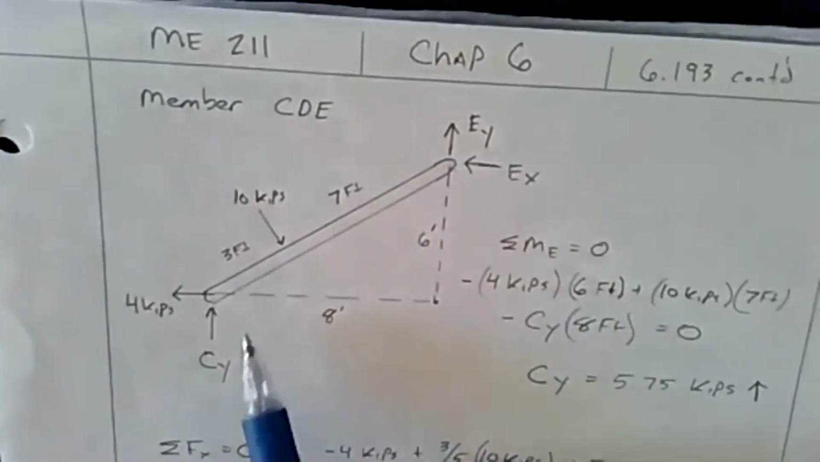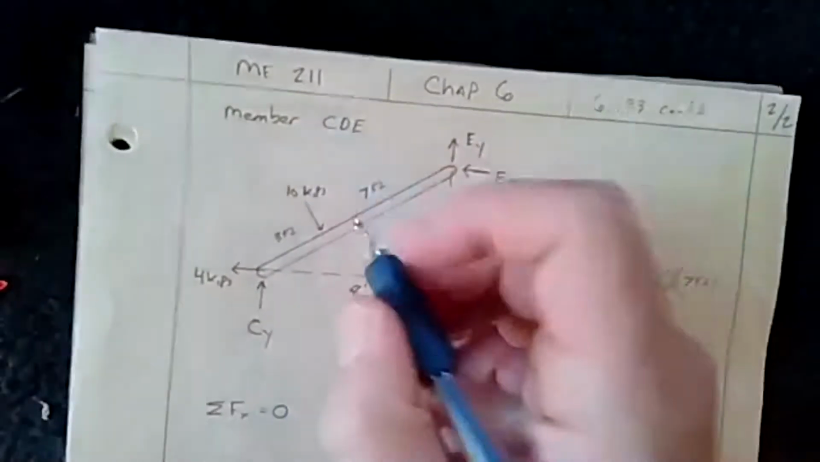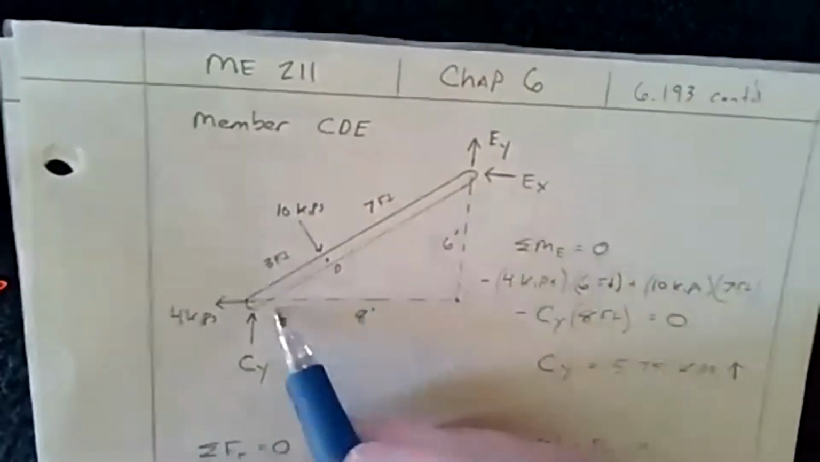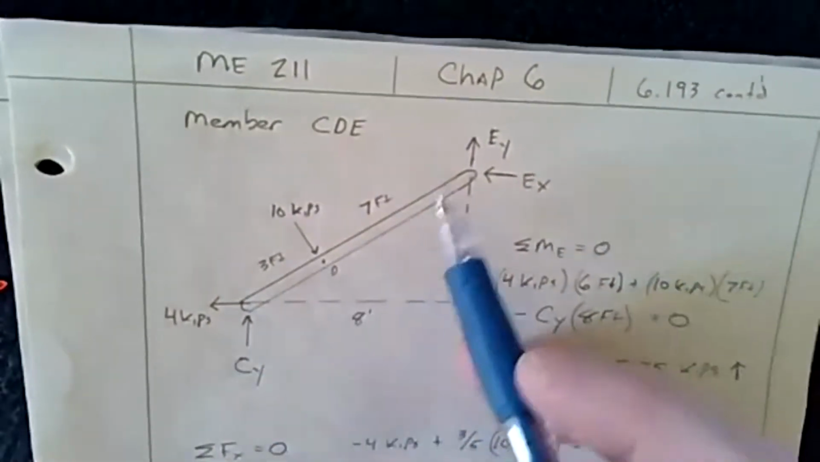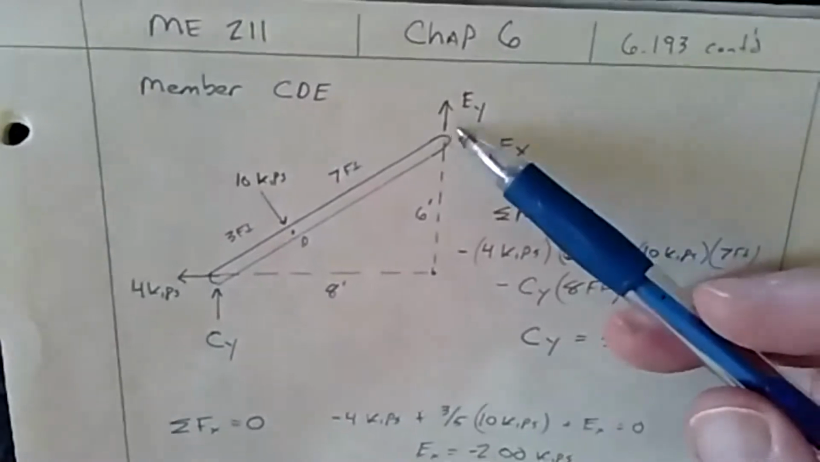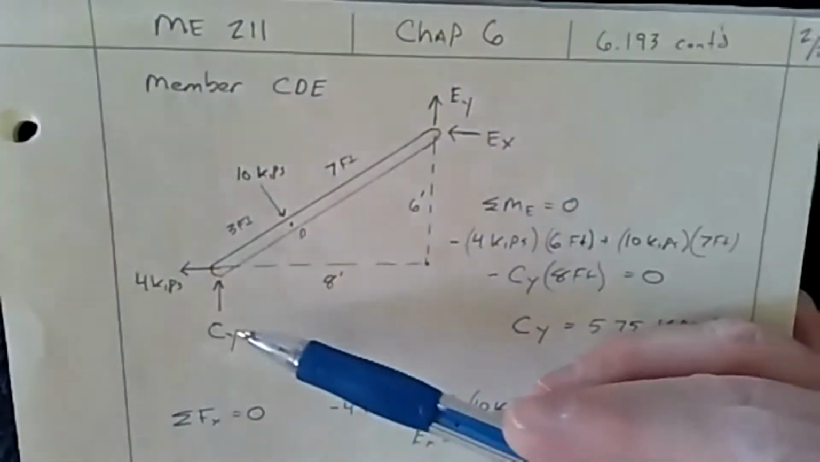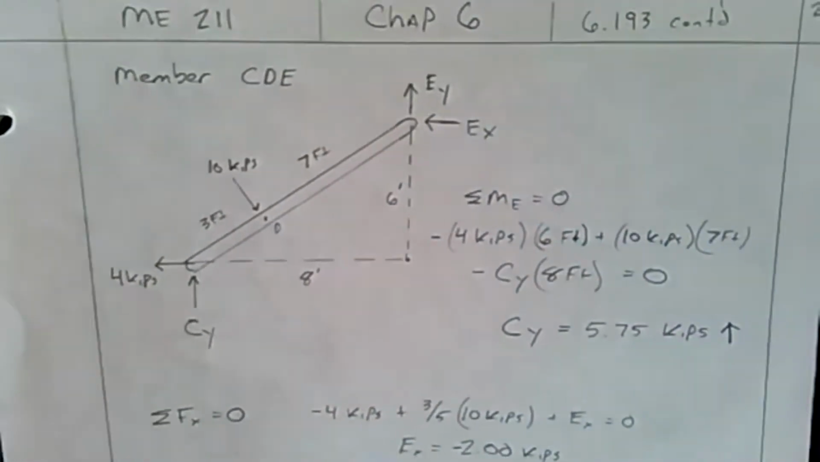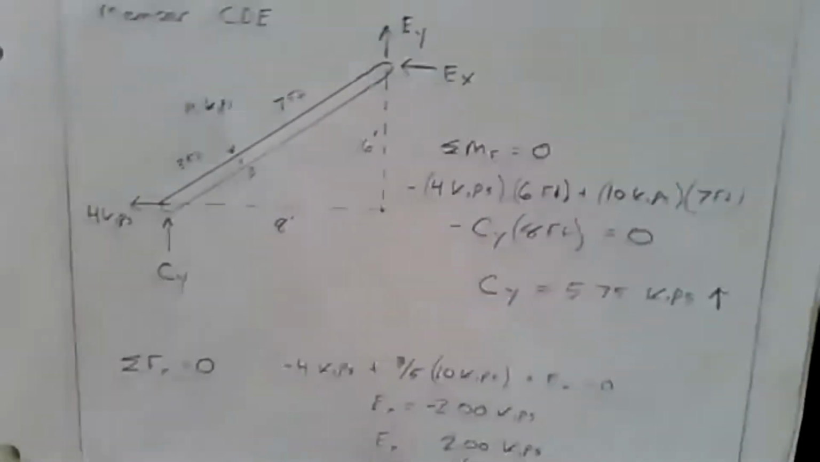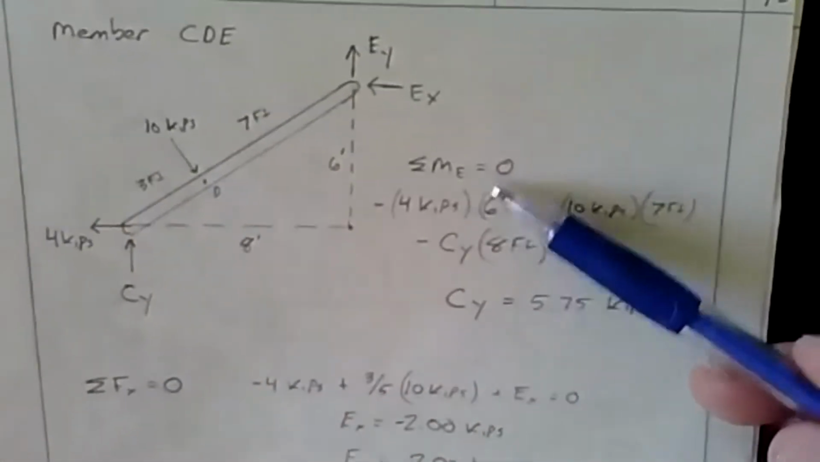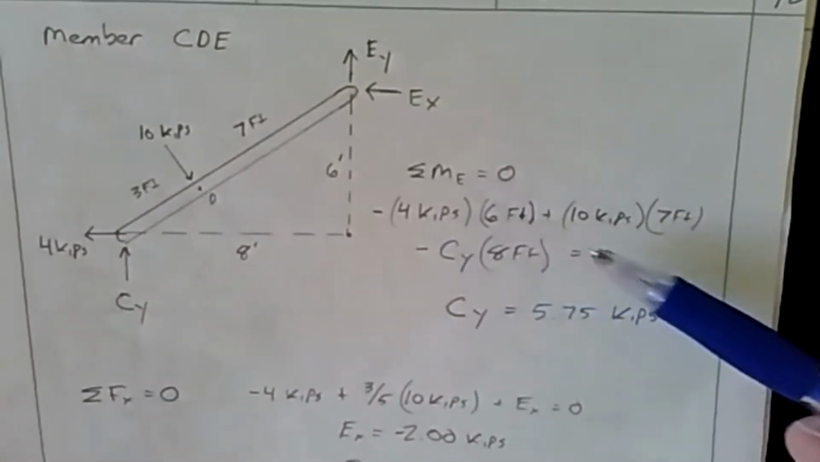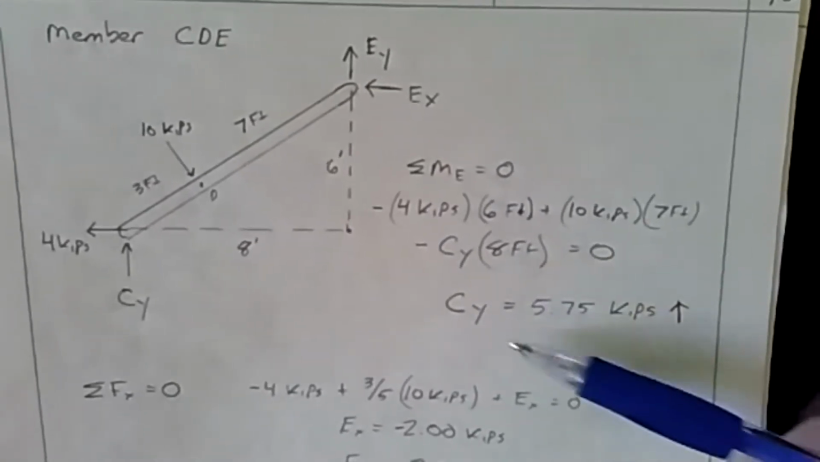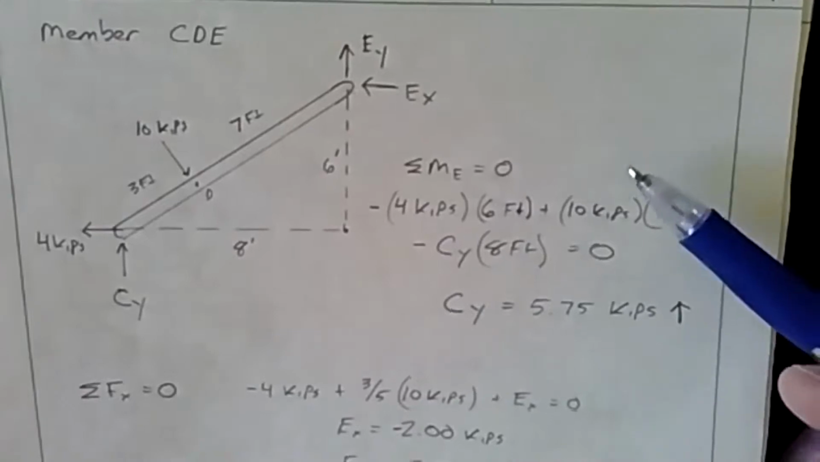All right. And then since I determined that this distance from C to D was 3 feet, and I know this whole thing is 10, I know that's 7. That's why I need it. So now I can do my moment. If I take my moment about E, that'll allow me to find C sub Y. Once I know C sub Y, I can see the forces of that. And that's it. So let's go ahead and look at it. Sum of moments about E, we get 4 kips times 6 feet, plus 10 kips times 7, minus C sub Y times 8. And we get C sub Y to be 5.75, pointing up.